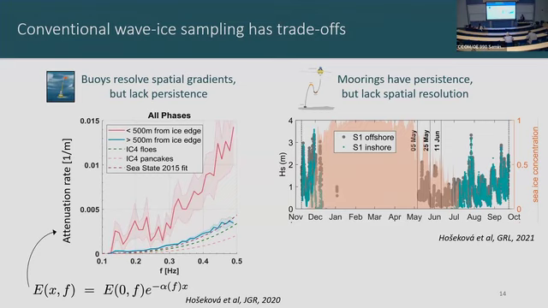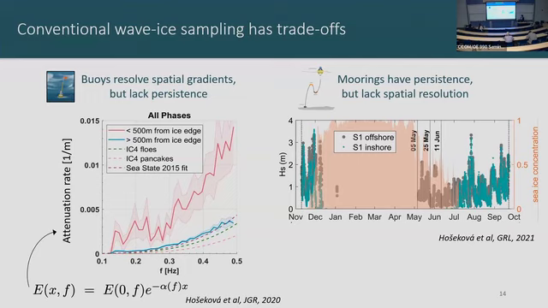So buoys. We often deploy drifting buoys in sea ice covered areas, where we can deploy fleets of buoys across a gradient and let them drift, so we have some evolution in space over time. But because of their drifting nature, they lack persistence in measuring these gradients. So this is a plot showing where we can combine a bunch of buoys and understand the variation in wave attenuation with distance from the ice edge, but that's just one snapshot in time.